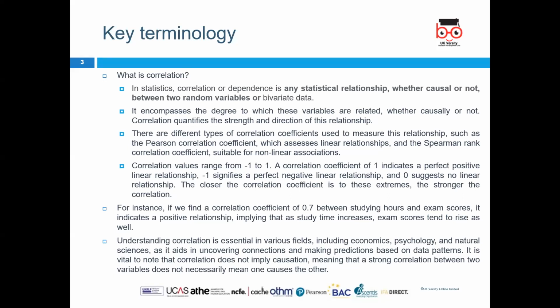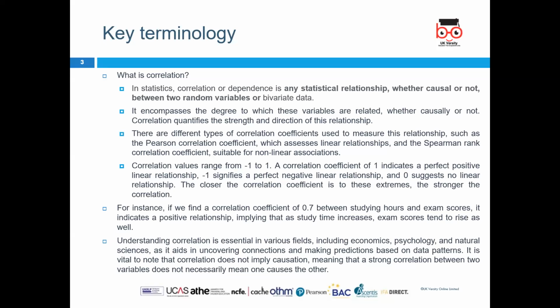The first one is, what is correlation? In statistics, correlation or dependence basically refers to the relationship between two random variables. It basically states to what extent these variables are related. So it defines the strength and direction of the relationship of the variables. There are different types of correlation coefficient which are used to measure this relationship.